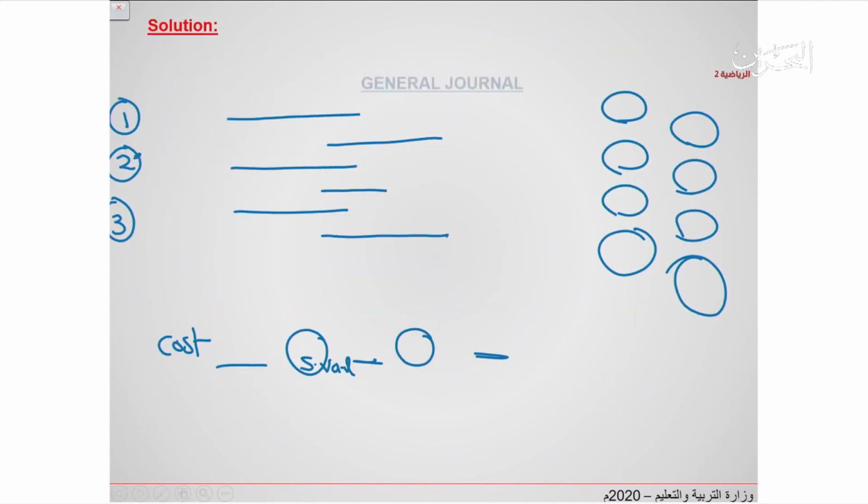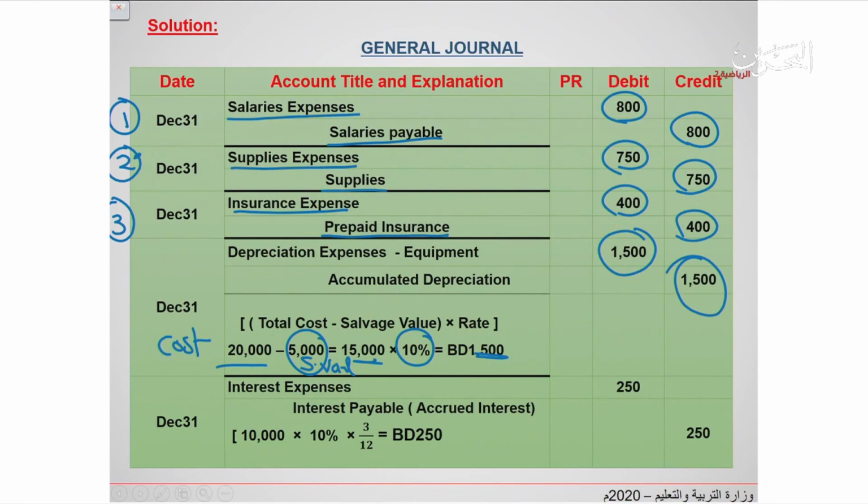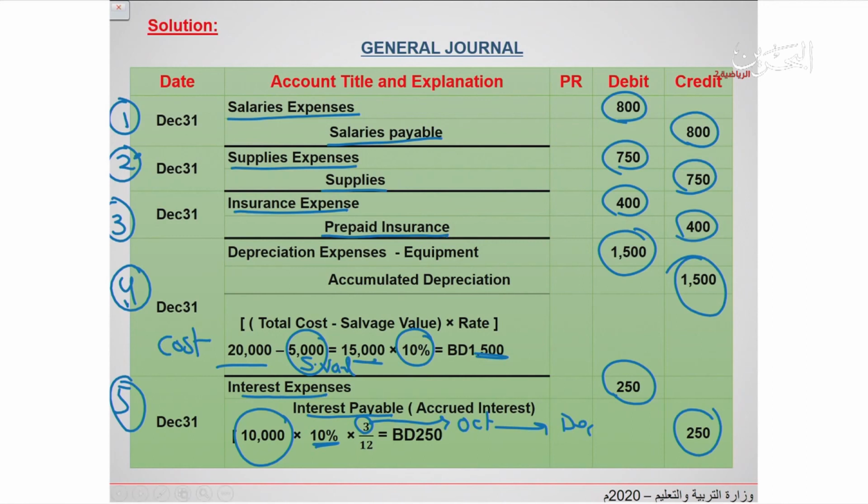So I will go back to the solution for the last transaction. I put interest expense and interest payable. So 10,000 is the amount and 10% is the percentage. 3, as you mentioned here, 3 months from October until December. 3 over 12, we will get 250 pounds. So 250 in debit side and credit side 250.